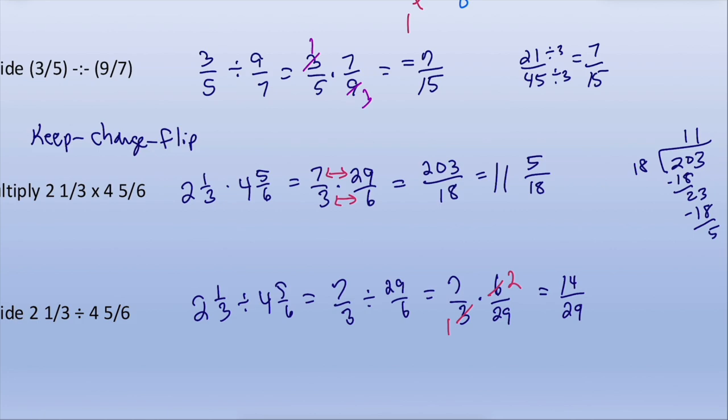You notice we got a very distinctly different number by dividing them compared to multiplying them. And this time, that is a proper fraction. There's nothing that can divide into 14 that also divides into 29. It's in lowest terms. You're done.